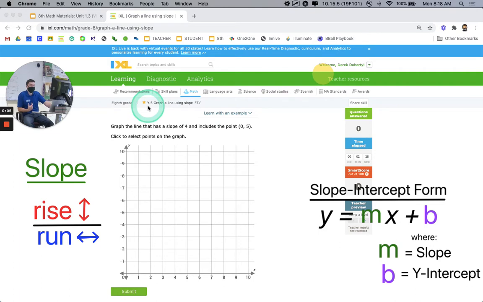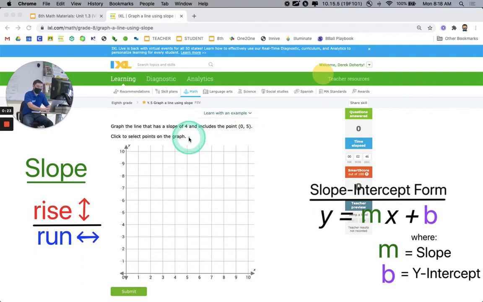Specifically, we're taking a look at Y.5, the one called graph a line using slope. So our job here, now that we've practiced slope a bunch, now we're going to put it to work. We need to actually be able to graph some lines using this idea of slope. And what they're going to do here is tell you the slope, and they're also going to give you one point that it starts at.